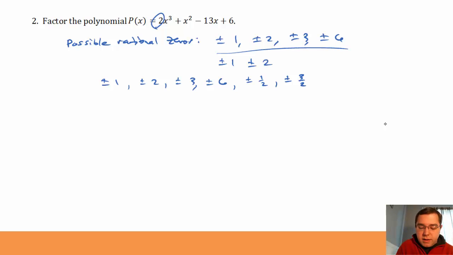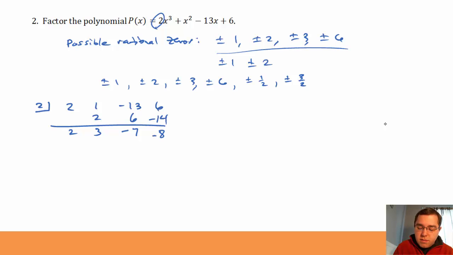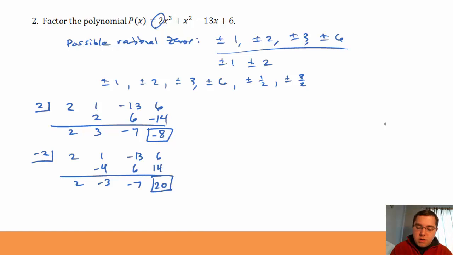And let's try dividing by 2 with synthetic division. It'll be 2, 1, negative 13, and 6. So drop the 2, multiply, add, multiply, add. And I don't get a remainder of 0. So 2 doesn't work either. Let's try negative 2. And I don't get a remainder of 0. So negative 2 doesn't work either.